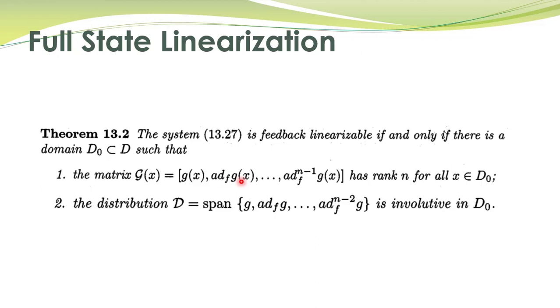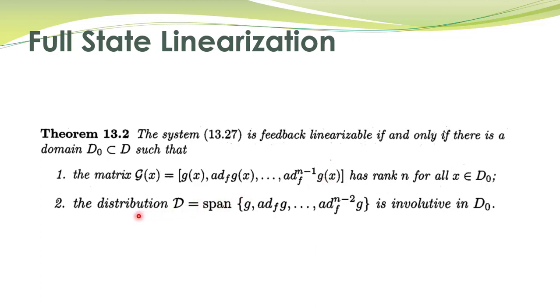We have already learned how to compute it. Likewise, we compute up to the n minus first adjoint of g of x along f of x and compute the rank of this matrix. If the rank of this matrix comes out to be equal to n, it means that the system is full state linearizable. That is, there exists an h of x such that the relative degree for that system is equal to n.